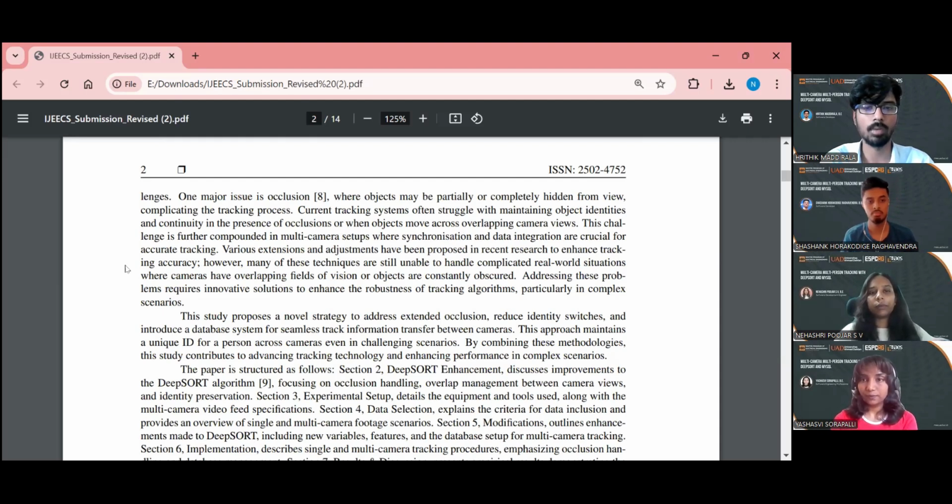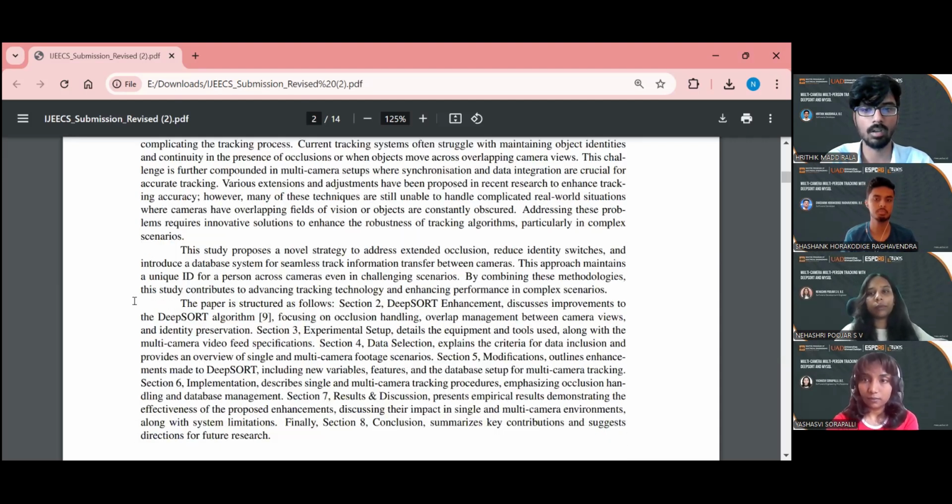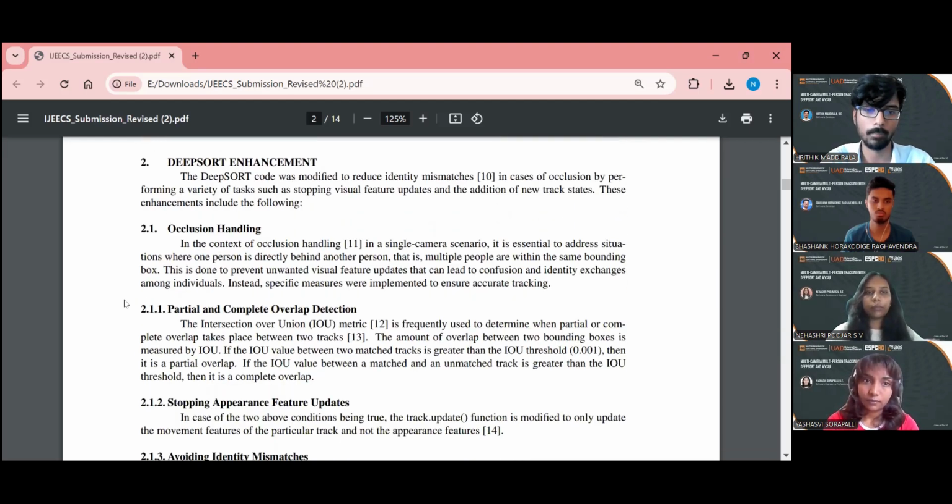Various techniques have been proposed in recent research to enhance this tracking accuracy. However, many of these techniques are still unable to handle these complicated scenarios. This study proposes a novel strategy to address extended occlusion, reduce identity switches, and introduces a database system for seamless track information transfer between multiple cameras. Now Neha will take over.